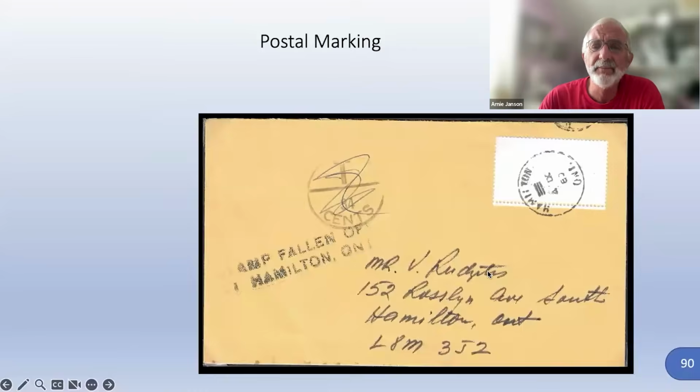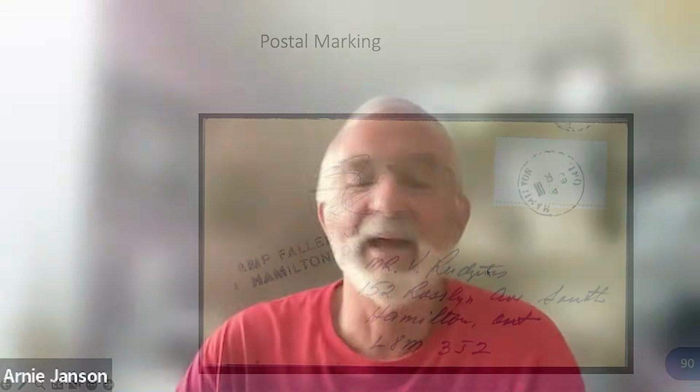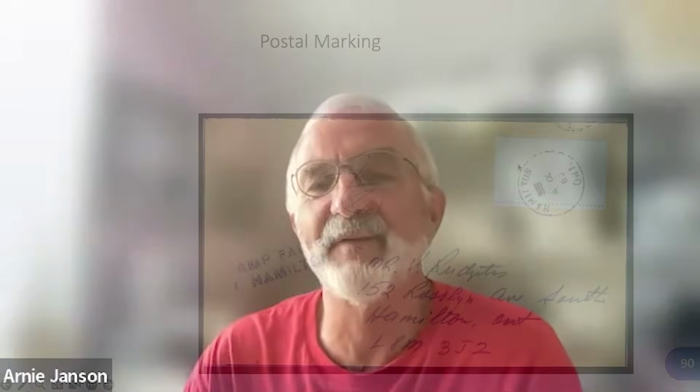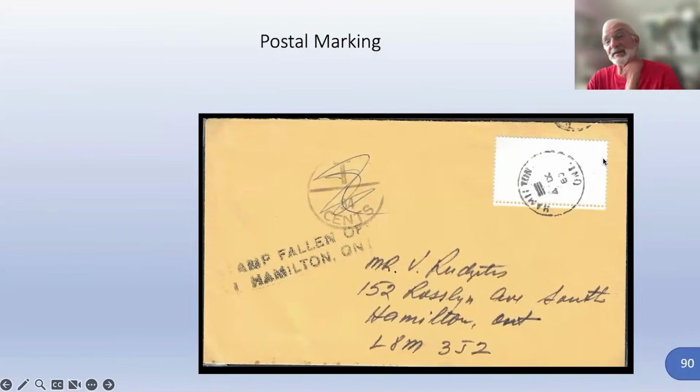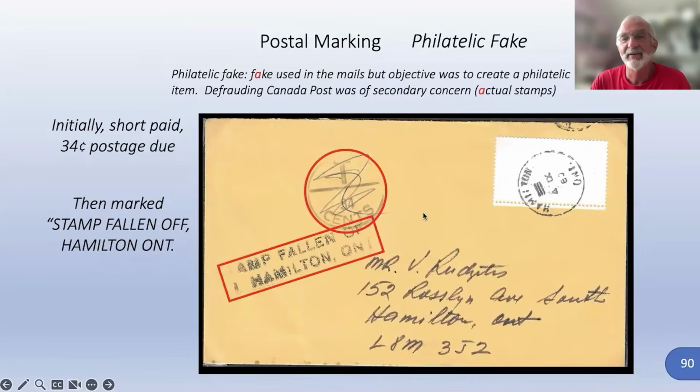Here's another one from Rudy. I have to laugh every time I think of him. He's such a funny fella. And I think he's just glued a stamp face down onto a cover. And someone thought, of course, it was a 17-cent stamp rate at the time. Postage due should be 34 cents. But somebody crossed that out and wrote, overprinted it, stamp falling off. Well, it's a mystery, but it's obviously a fake of some kind.